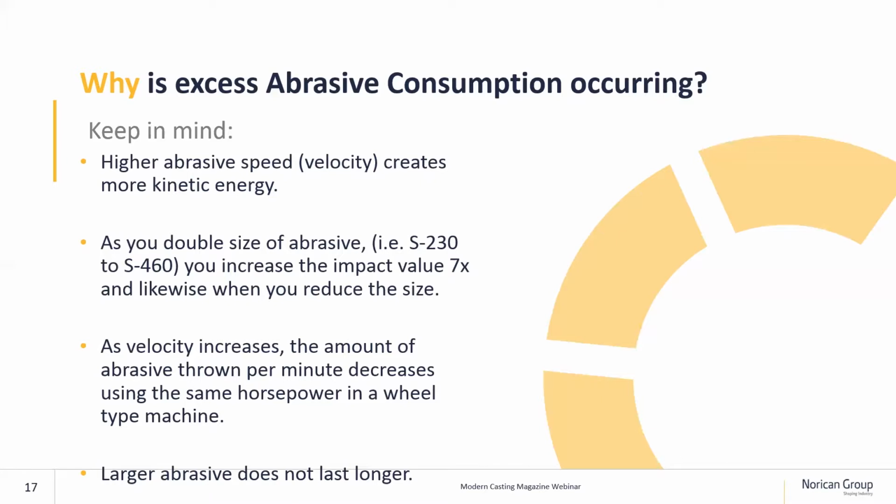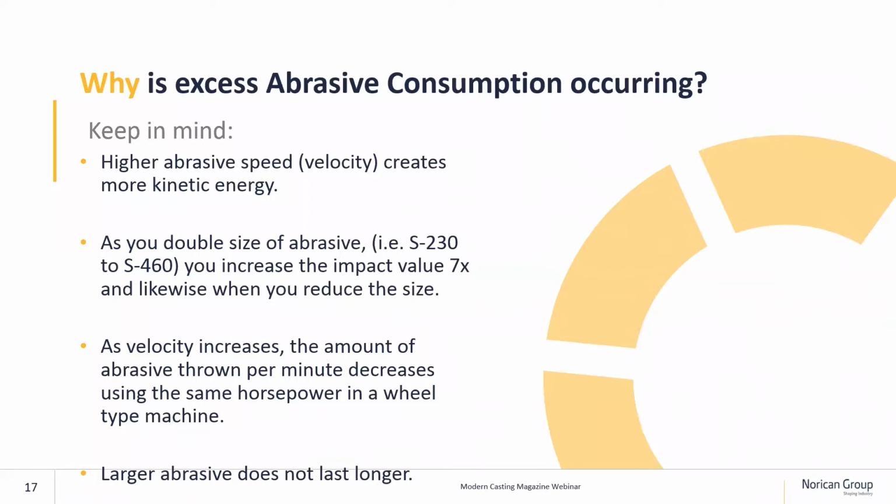Always throwing more velocity is not always bad, it's not always good. You have some other things that you can look at. You can look at different abrasive sizes going along in conjunction with the increase in velocity. As the velocity increases, the next point, the amount of abrasive thrown per minute decreases. And that's given that you're using the same horsepower in a wheel or the type of machine. I'll be honest, 20 years ago, that one was one of the hardest for me to wrap my mind around.